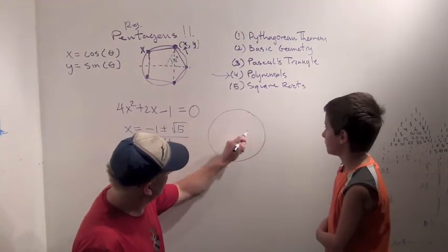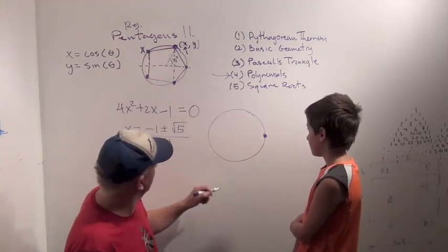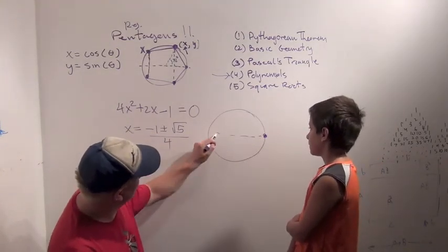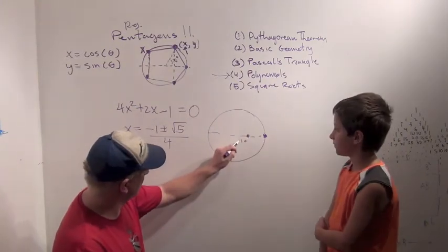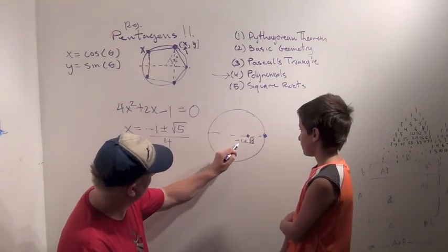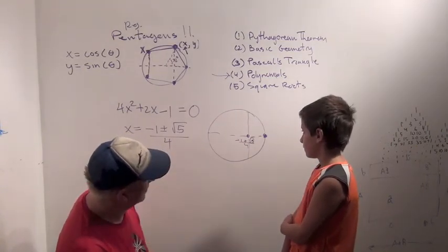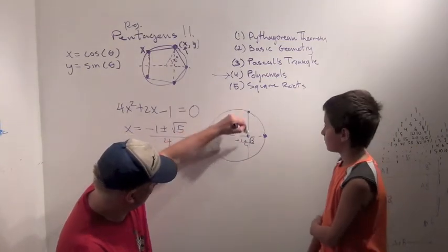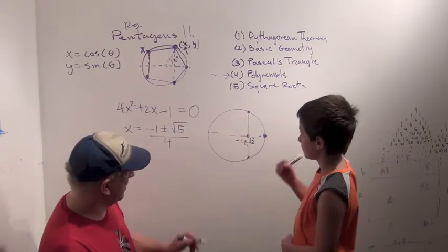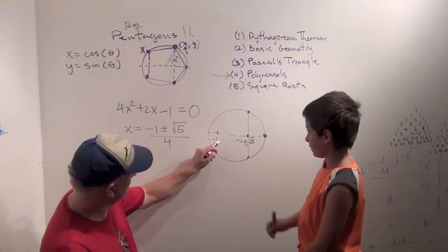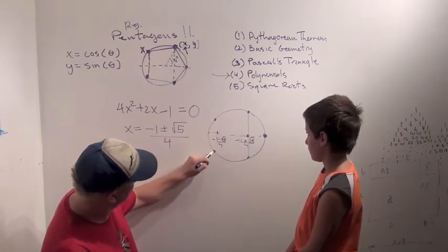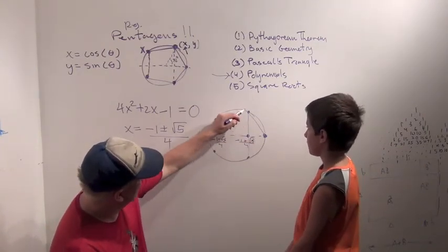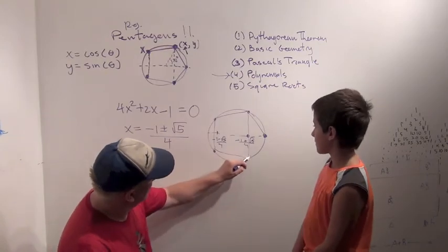We draw a circle with radius 1 and we pick a point here. And then we find the x-coordinate here. That's -1 plus the square root of 5 over 4. And we draw a vertical line. And these points are going to be parts of our pentagon. And then we have a point over here, which is -1 minus the square root of 5 over 4. We draw those points there and there. And we connect the dots. Connect the dots. And we have a pentagon.